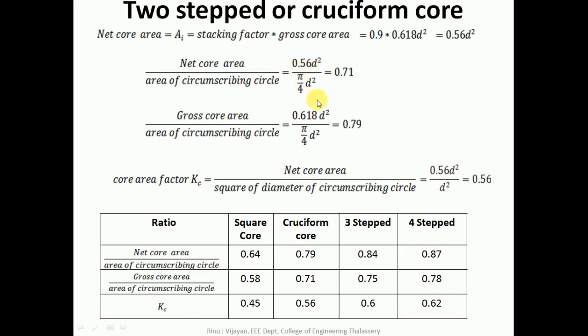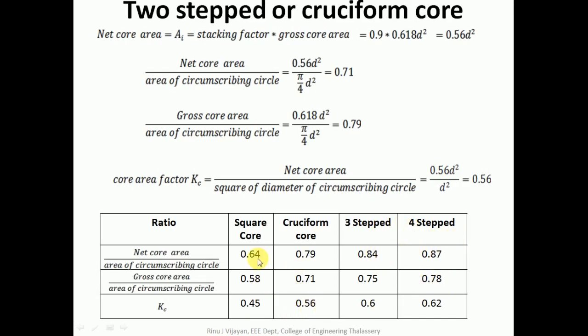By making suitable substitutions, you will be able to calculate the value of these two ratios and the value of the core area factor. So far we have analyzed the square core and cruciform core, and the corresponding values we obtained are being plotted here. Similarly, the values of 3-stepped core and 4-stepped cores are also given here.